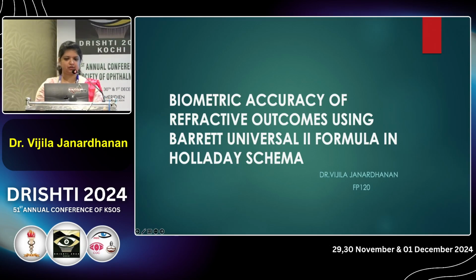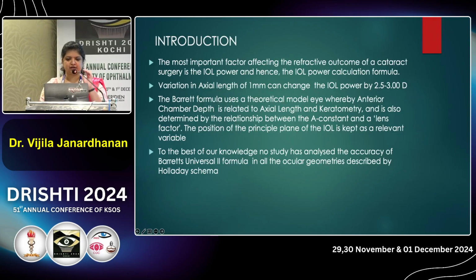Good morning, everyone. My topic is biometric accuracy of refractive outcomes using the Barrett Universal 2 formula in Holladay schema. The most important factor affecting the refractive outcome of a cataract surgery is the IOL power, and hence the IOL power calculation formula. The variation in axial length of 1 millimeter can change the IOL power by 2.5 to 3 diopters.